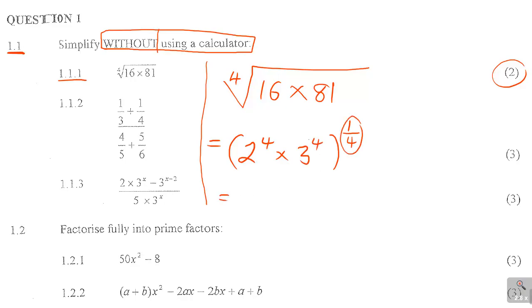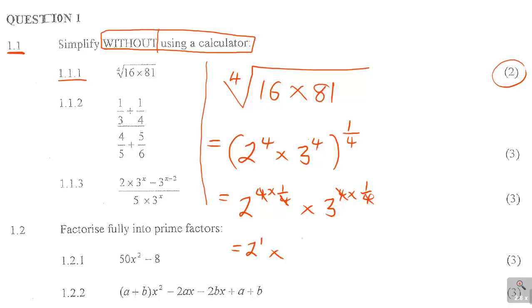Now what happens is this exponent will multiply only the exponents part. So you distribute that exponent 1 over 4, which gives 2 to the power 4 times 1 over 4, times 3 to the power 4 times 1 over 4. When you do that, you have 2 to the power 1 times 3 to the power 1. Now 2 to the power 1 is the same as 2, as is 3 to the power 1. Now 2 times 3 is equal to 6. So the final answer that you're supposed to get is 6.